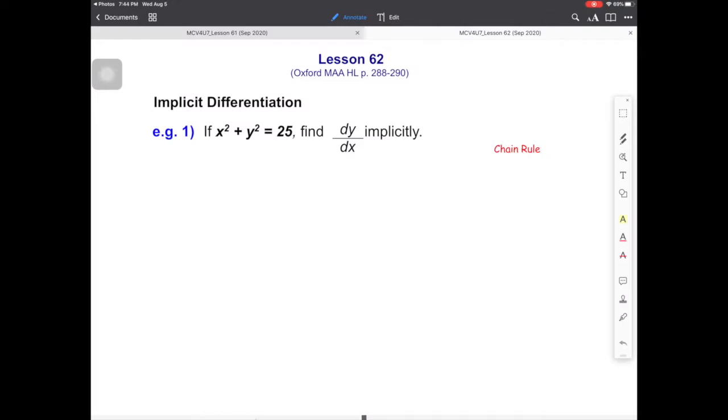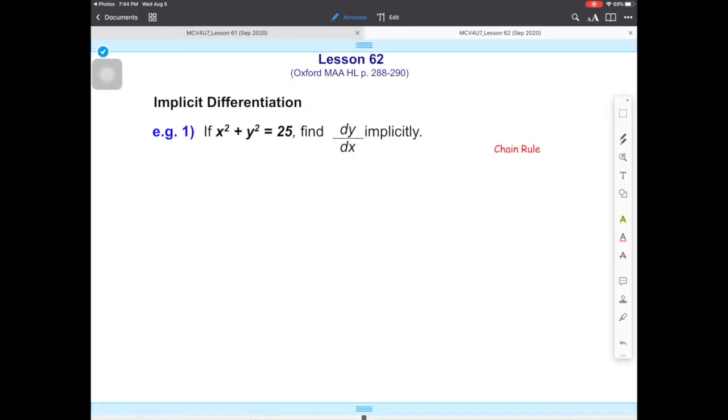Starting with example 1. If x squared plus y squared is equal to 25, let's find dy by dx. So here we can pretend that we are just differentiating with respect to x as usual. So x squared, derivative is 2x. Plus, now y is not a function of x yet, so we have to remember to apply chain rule. Differentiate y squared, 2y, and chain rule says that this is times dy by dx because we still have to differentiate with respect to x, equals to 0.